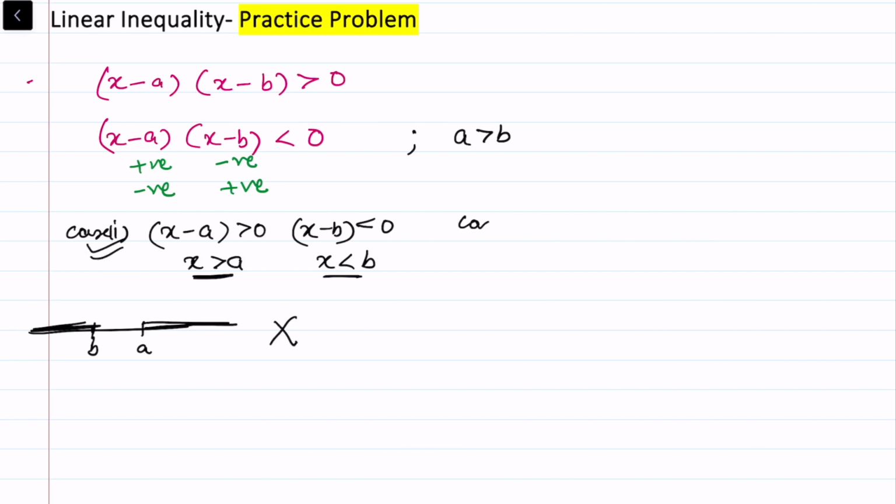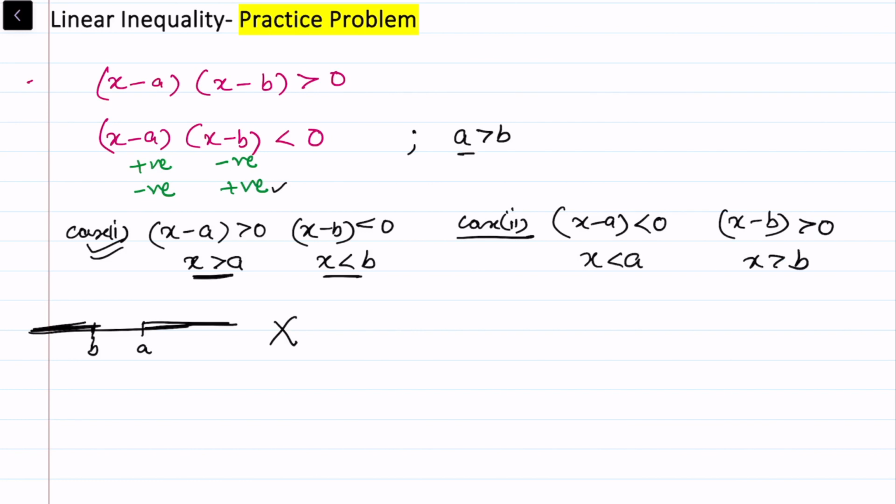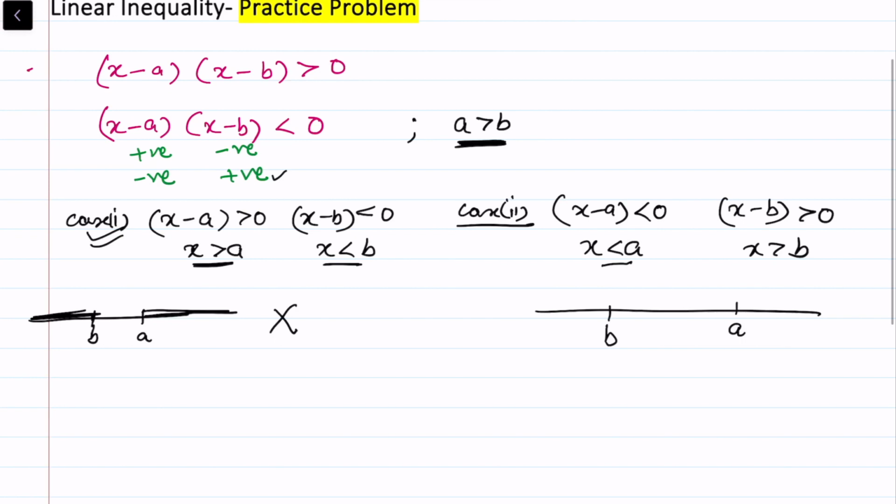Let us look at the second case now. In the second case, we have taken this one, when x minus a is negative and x minus b is positive. So x is smaller than a and x is bigger than b. And the same condition, a is bigger than b. So a is on the right side, b is on the left hand side. x is smaller than a, x is bigger than b. So we got a common range. So here the common range is x lies between b and a. b is smaller, it will come on the left hand side. a is bigger, it will come on the right hand side.